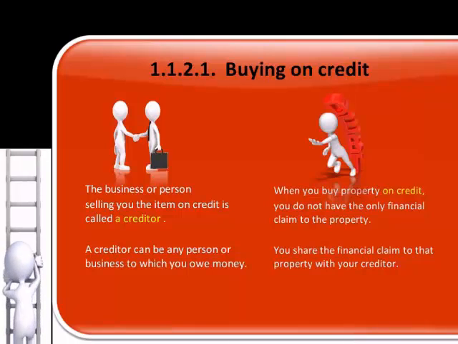What happens to the financial claim, however, when you don't pay for the property right away? When you buy something and agree to pay for it later, you are buying on credit. The business or person selling you the item on credit is called a creditor. A creditor can be any person or business to which you owe money. When you buy property on credit, you do not have the only financial claim to the property. You share the financial claim to that property with your creditor.